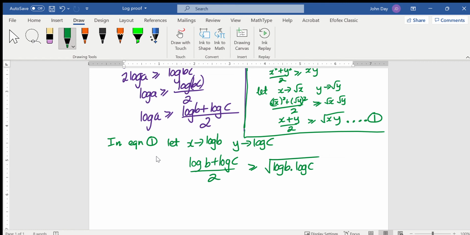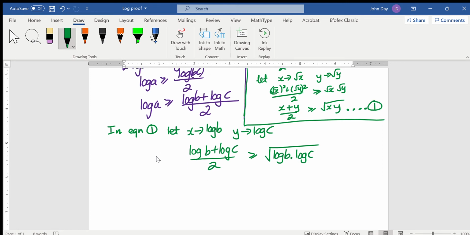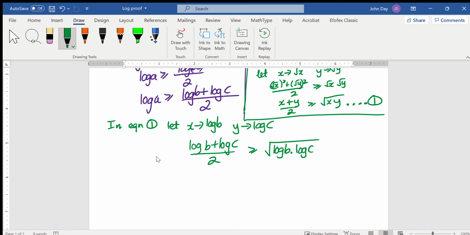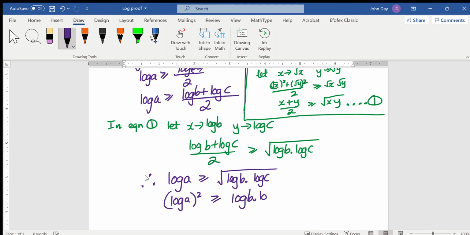All right, now that's an important step because we need to somehow get from an addition of logs to a multiplication of logs, and there it is there. Now, because that's bigger than that, I can then say, therefore, log of a is bigger than or equal to the square root of log of b times log of c. Now, if I square both sides, I get log of a squared is bigger than or equal to log of b times log of c.